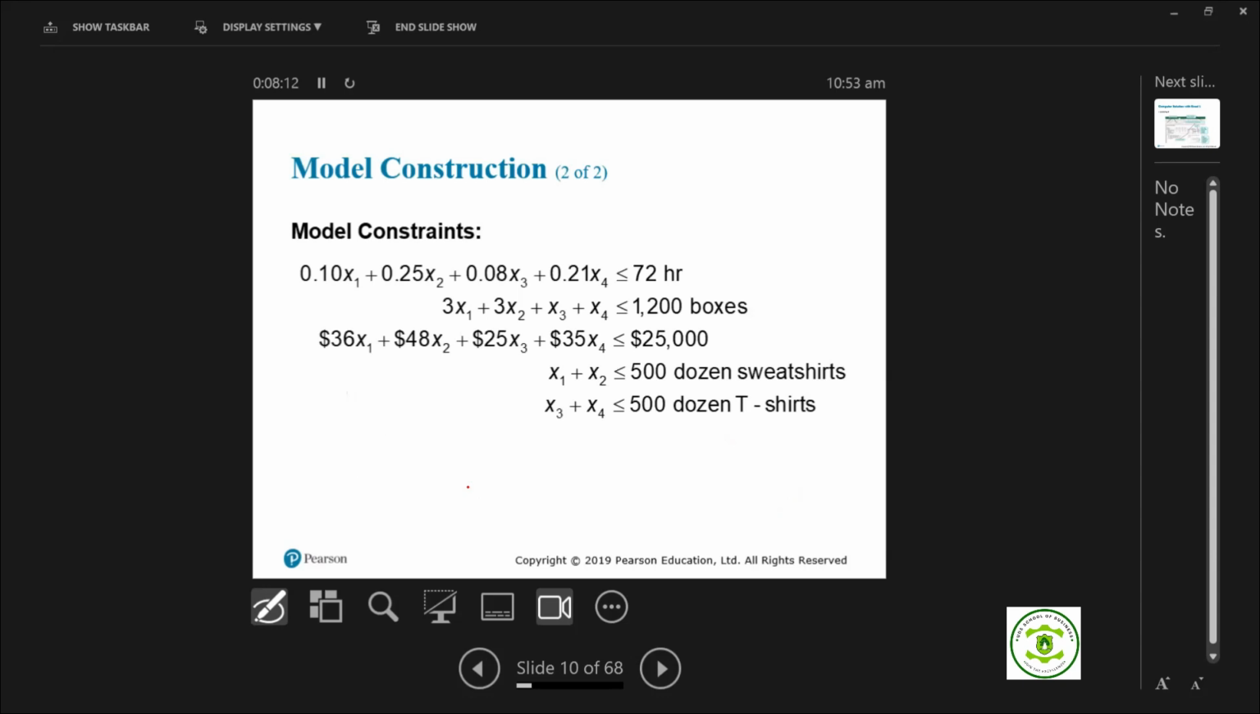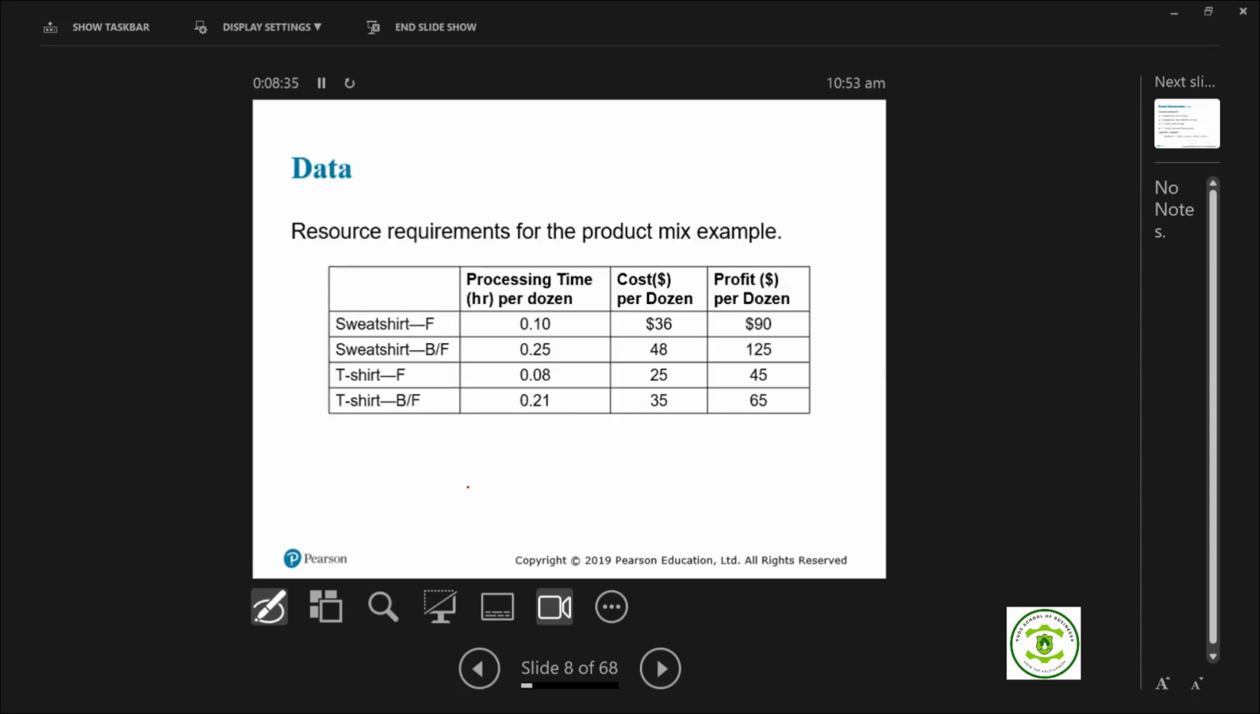The first constraint, which is the processing time, is easy because we are told that we have 72 hours to produce it. In other words, we cannot use more than 72 hours. So all of these coefficients are from the table, remember. We'll come to the table. So X1 times this, X2 times this, X3 times this, X4 times this should be less than or equal to 72. So that's what we have there.